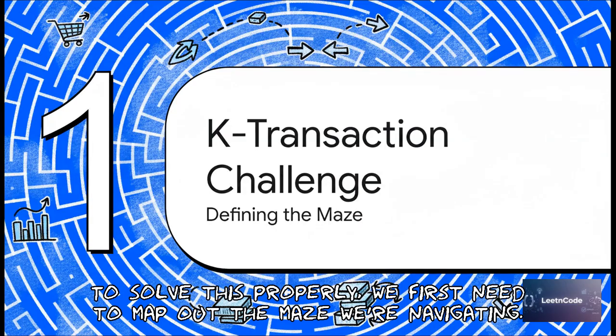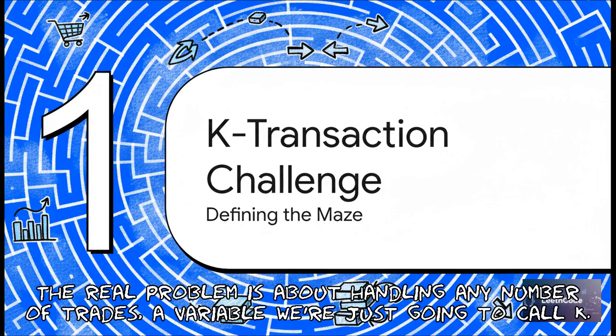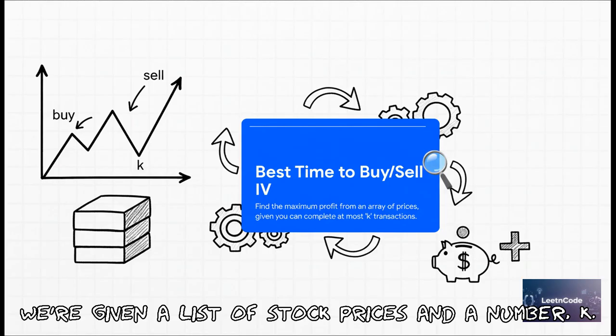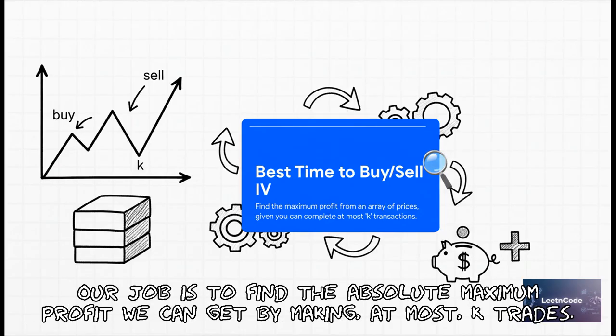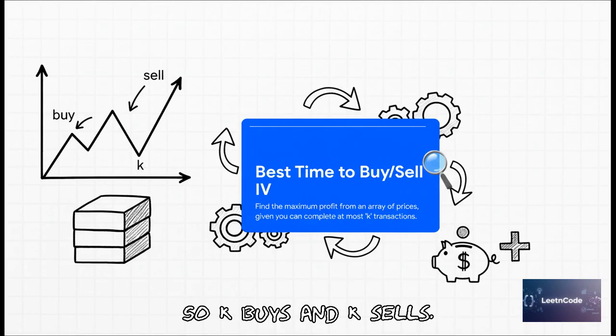To solve this properly, we first need to map out the maze we're navigating, because this isn't just about 2 transactions. The real problem is about handling any number of trades, a variable we're just going to call K. So here it is, the official mission statement. We're given a list of stock prices and a number, K. Our job is to find the absolute maximum profit we can get by making, at most, K trades.